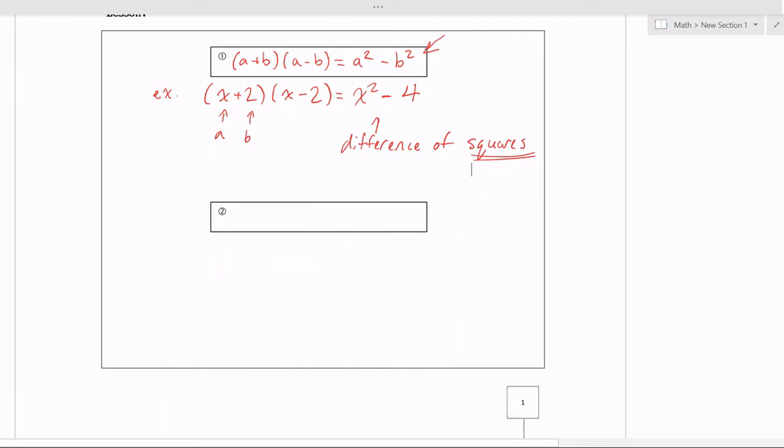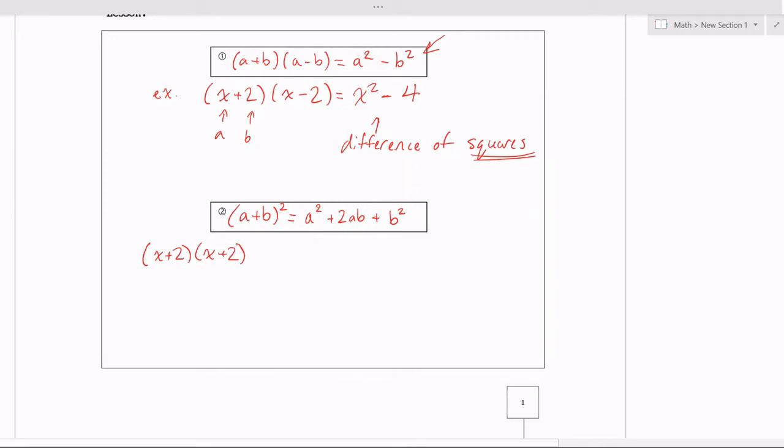There's two more. The first one is, what if I had A plus B all squared? I'll show you an example what that might look like, but right now we're just going to write down the rule. The expansion is always going to be A squared plus 2AB plus B squared. It's a pattern every single time, same answer. So if I had an example of this, I might have a question that asks me to do x plus 2 multiplied by x plus 2.